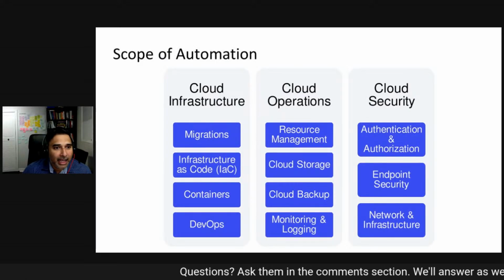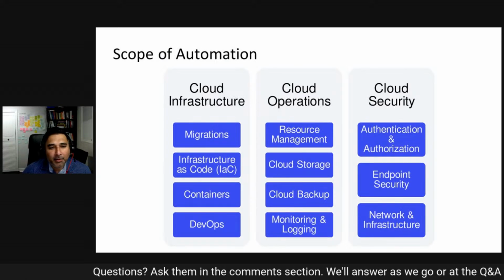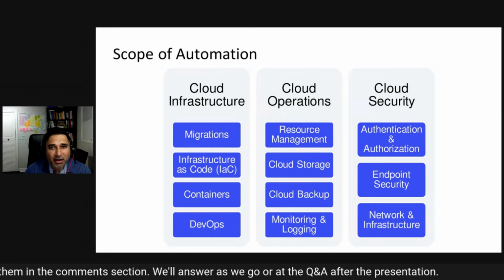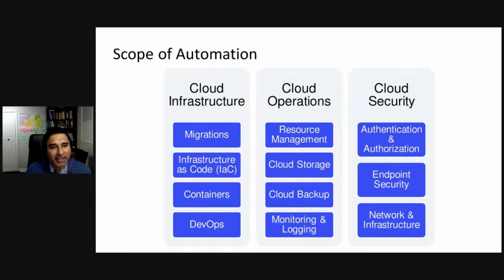So as we mentioned, we get the what and the why of cloud, but what is cloud automation? Seems like a very nebulous topic, right? So what I've done is I've tried to divide this into 3 pillars, right? You've got cloud infrastructure, cloud operations and data management, didn't have enough room there, and cloud security.